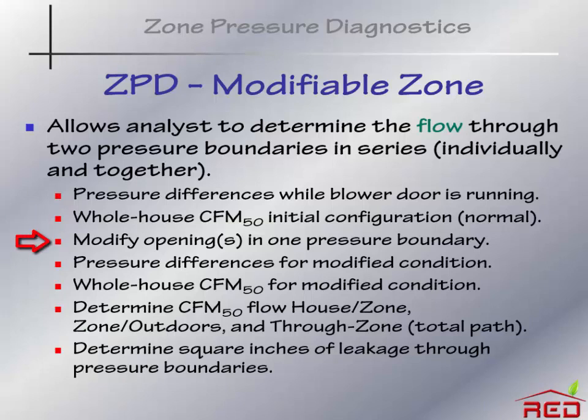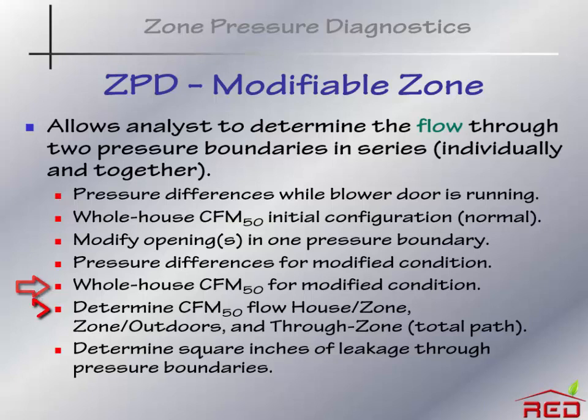Then we modify things by creating a hole, or occasionally we can close a hole. We do this usually in the most resistant of the two pressure boundaries. Then in that modified condition, we look at the pressure differences again. Then we again take the whole house CFM 50 in its modified condition.